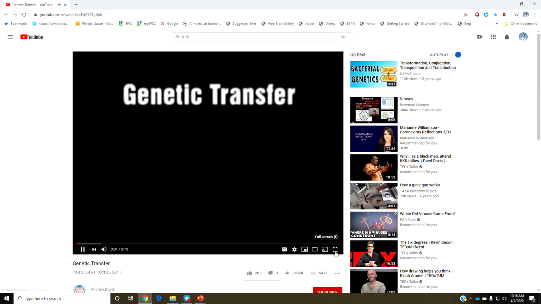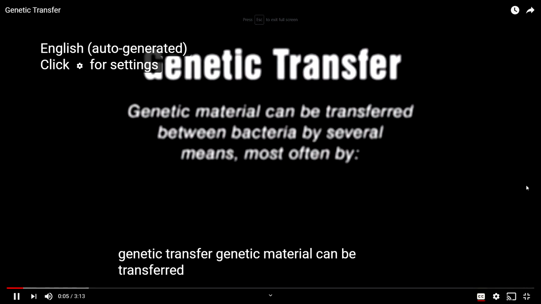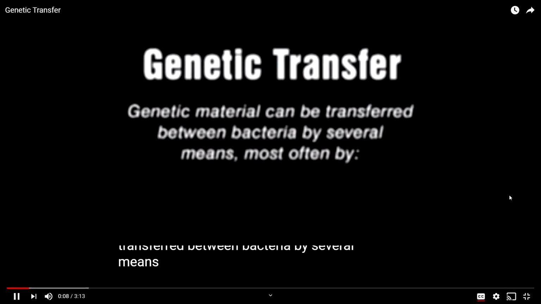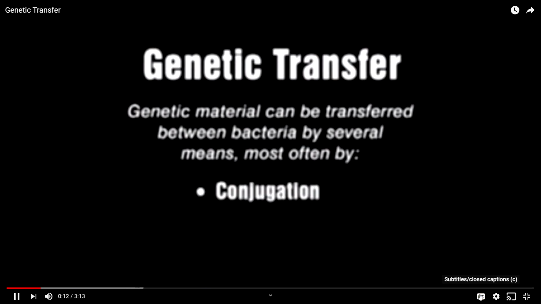Genetic transfer. Genetic material can be transferred between bacteria by several means, most often by conjugation, transformation, and transduction.